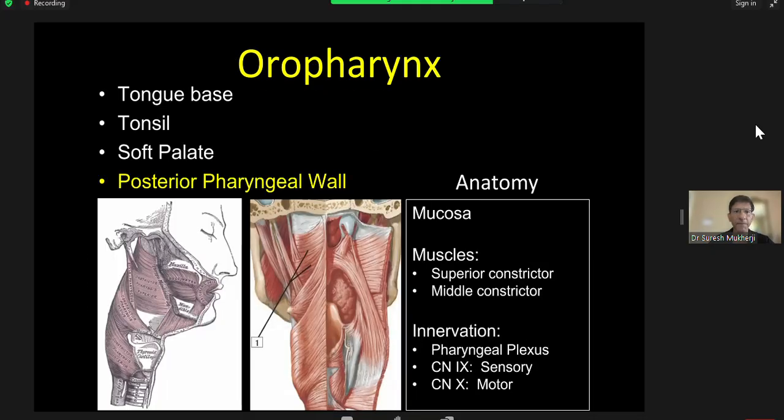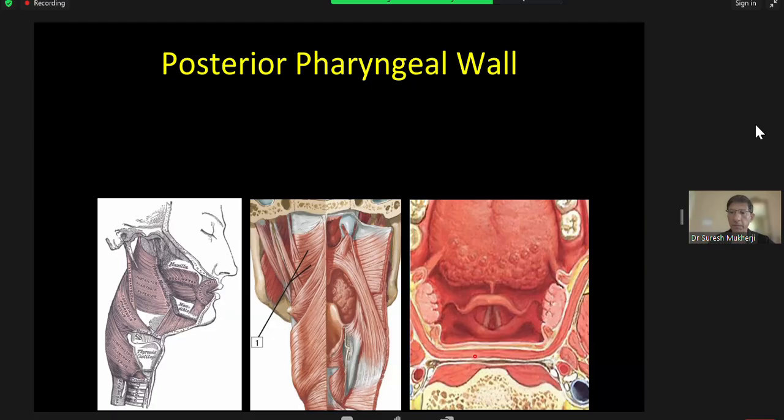And then the last area that we're going to cover is the posterior pharyngeal wall. Now, there's not a lot of pathology that involves the posterior pharyngeal wall. We've already talked about it already. So really, we spent a lot of time going over the tongue base, the tonsil, anterior tonsillar pillar, posterior tonsillar pillar, palatine tonsil, and now we're going to talk about the posterior pharyngeal wall. The posterior pharyngeal wall of the oropharynx has two primary components. It's the superior constrictor muscle and more inferiorly, the middle constrictor muscle.